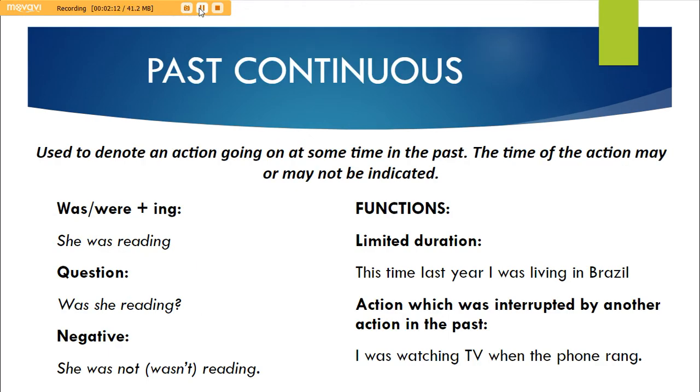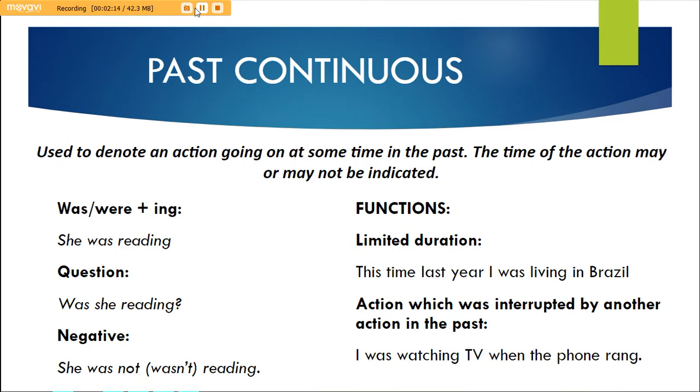The past continuous is used to denote an action going on at some time in the past. The time of the action may or may not be indicated. For example, was a verb plus ing. She was reading. If you were to turn this into a question form, it would read as, was she reading?